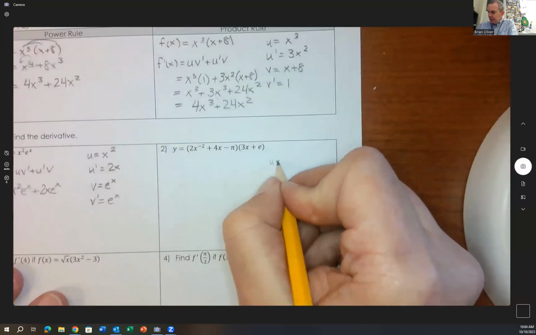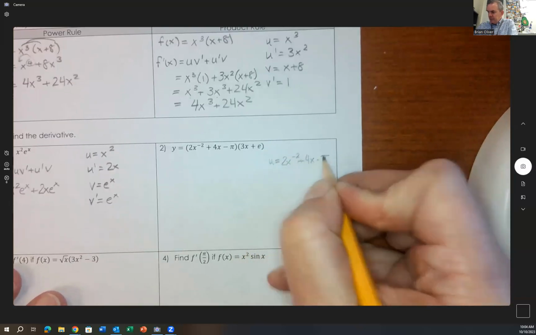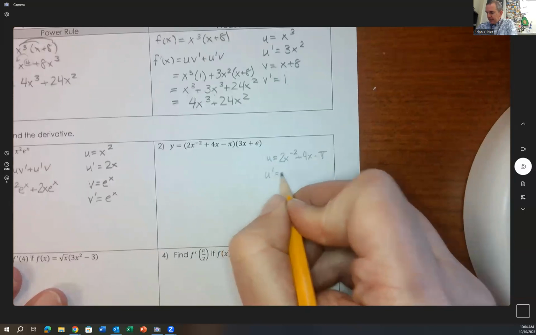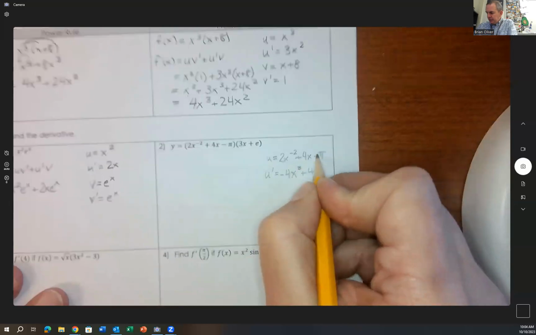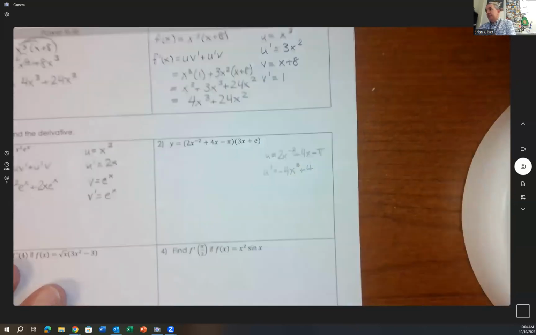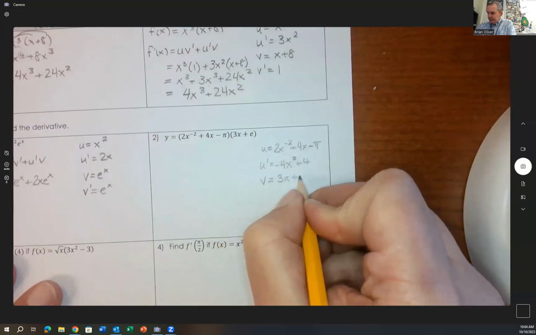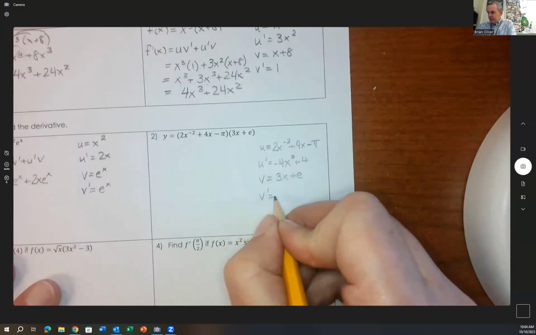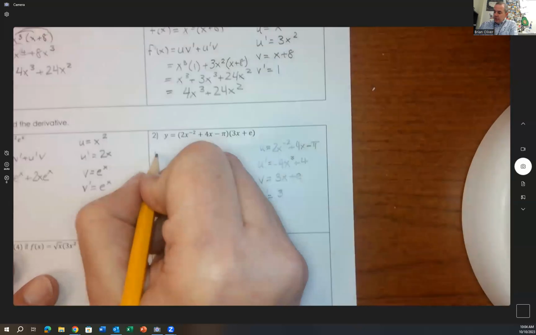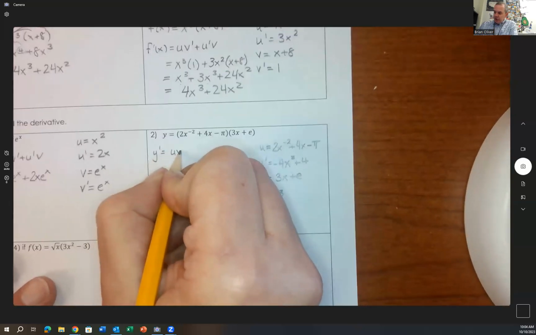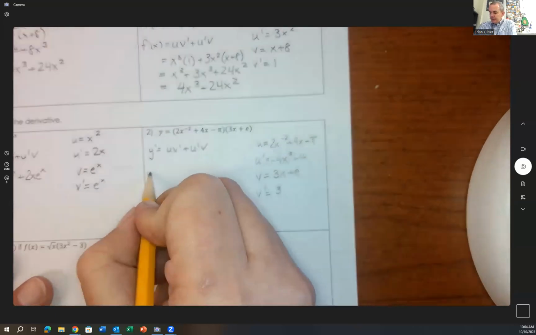So u is going to equal 2x to the negative 2 plus 4x minus pi. So u prime is going to be negative 4x to the negative 3 plus 4, because pi is a constant, and the derivative of a constant is 0. V equals 3x plus e. So v prime is going to be 3, since the derivative of 3x is 3 and e is a constant. So when I want to figure out y prime, it's going to be u v prime plus u prime v. So we just have this formula. Plug in the values that I just figured out.